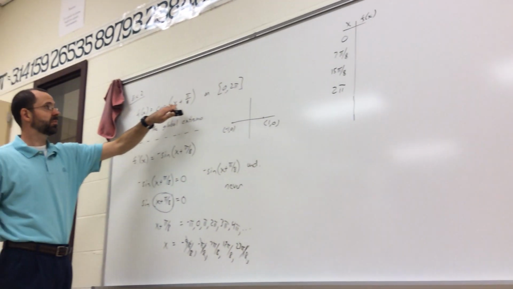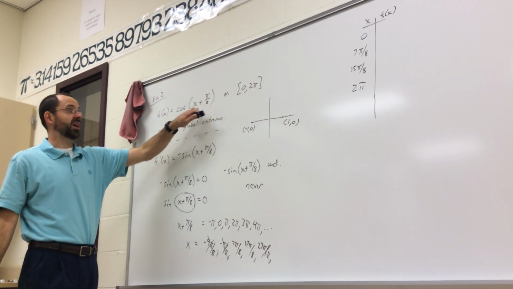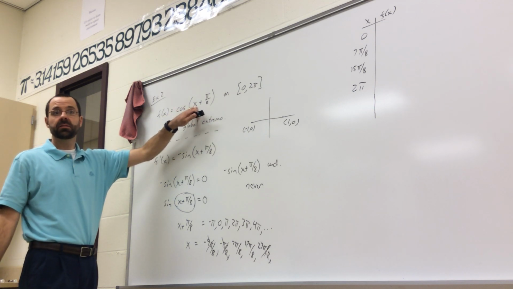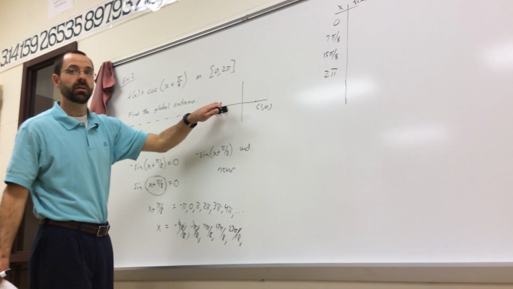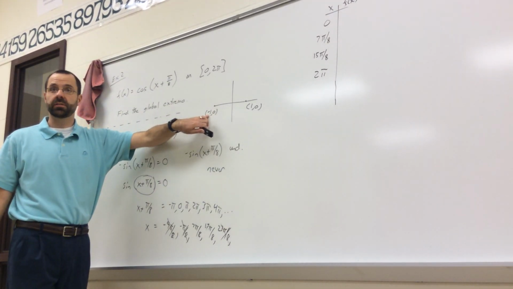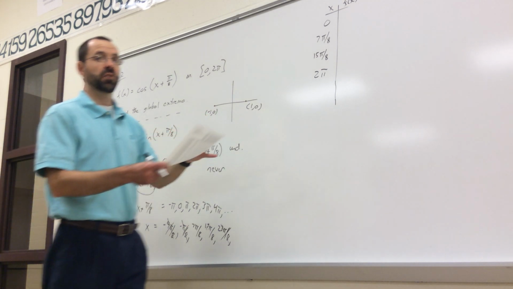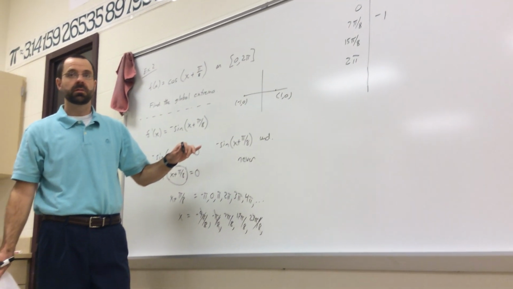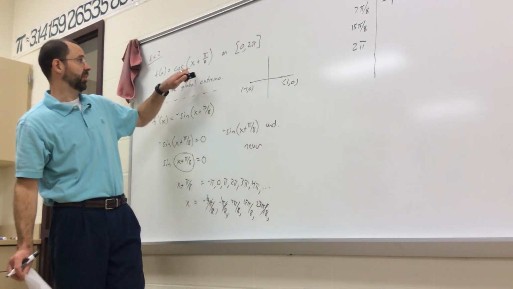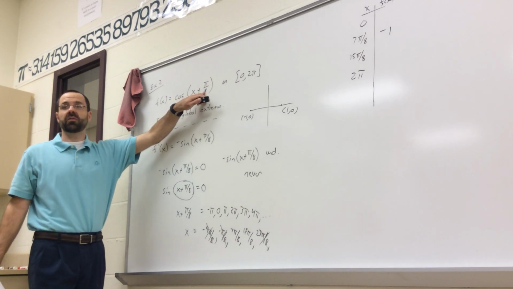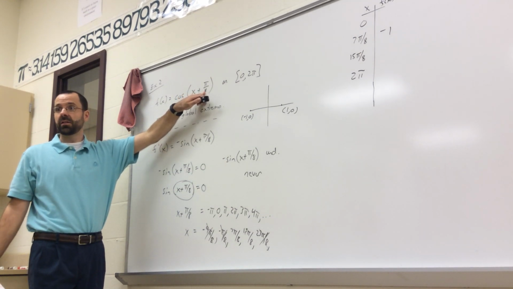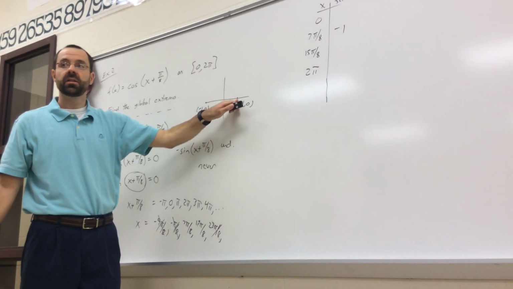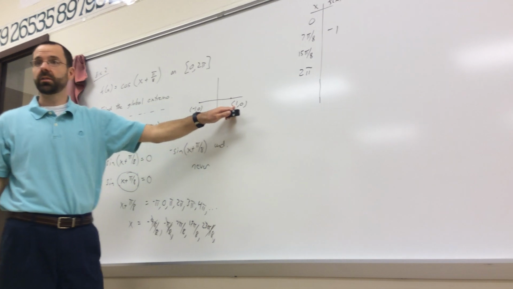7 pi over 8 plus pi over 8 is 8 pi over 8, which is pi. So I'm taking the cosine of pi. So the x value is negative 1. Cosine is the x on the unit circle. Then for 15 pi over 8, 15 pi over 8 plus 1 pi over 8 is 16 pi over 8. That's 2 pi. So I'm taking the cosine of 2 pi. So 2 pi is all the way around to here. Cosine is the x value, so the cosine is 1.